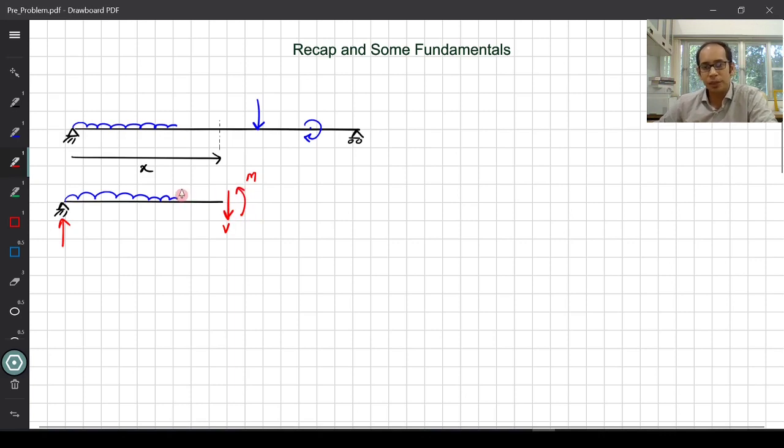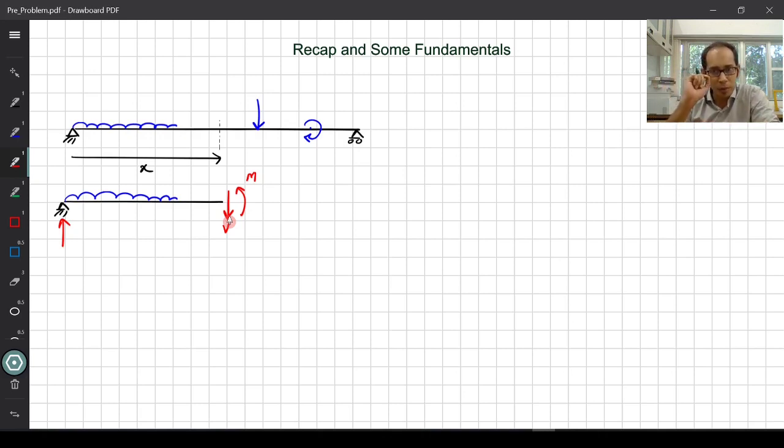Now after solving the problem, your V might come out as negative, M might come out as negative, which is fine. It just means that what you have marked, your actual shear force actually is working out in the opposite direction. This is exactly similar to when you have a structure with different types of load, and you don't know whether the reaction forces are going to point vertically up or down. You simply mark both of them maybe vertically up, and the problem works itself out to tell you what is going to be the direction.